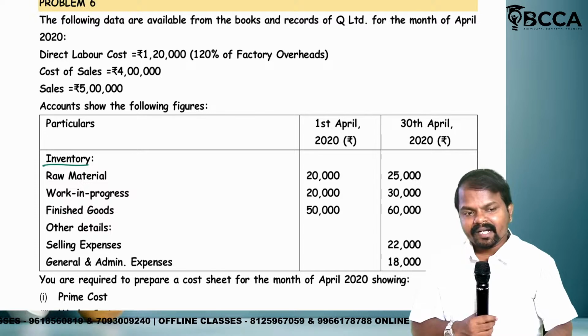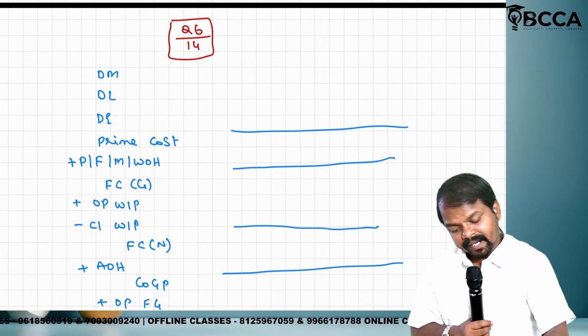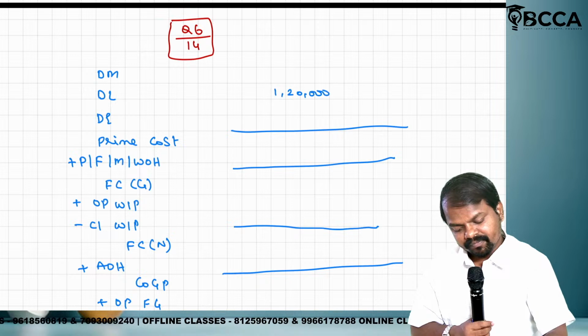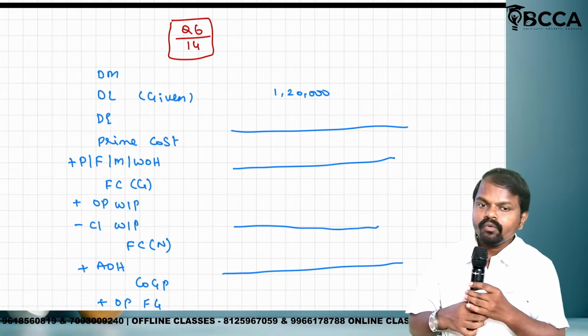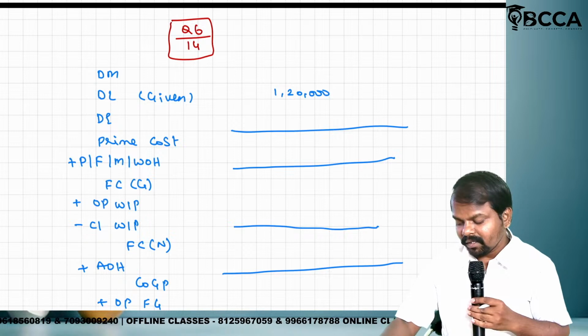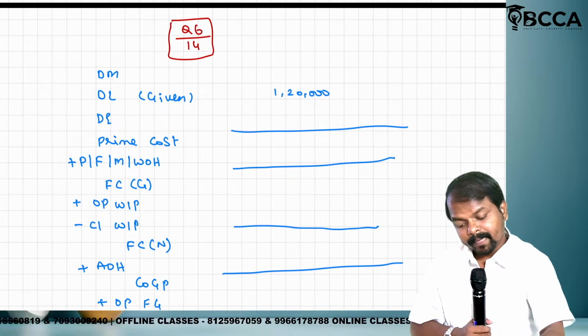Direct labor is directly given in the question paper. How much? 1,20,000. We can name it as given. Correct or wrong? Correct. Next.